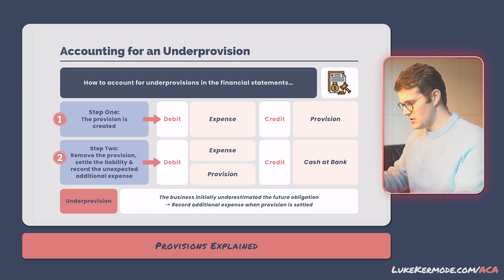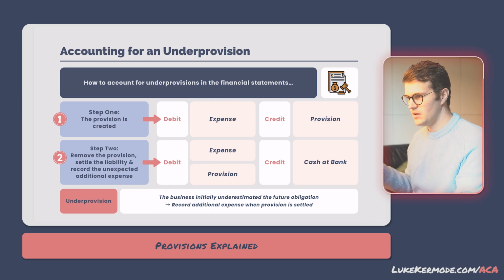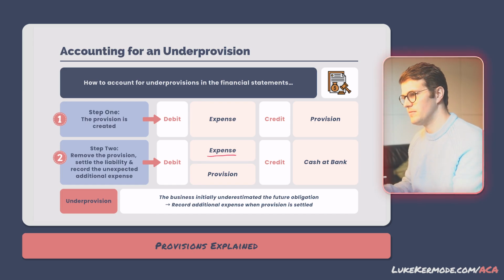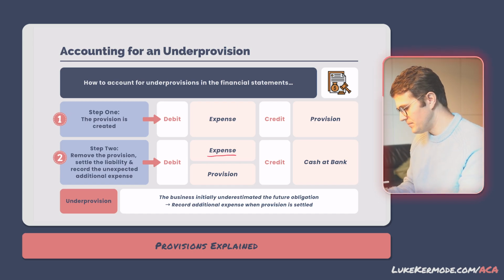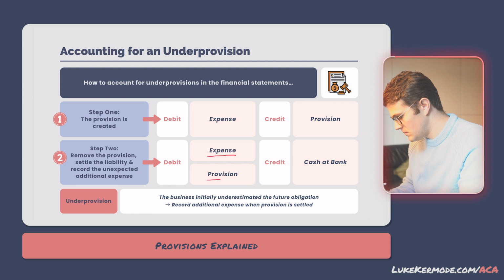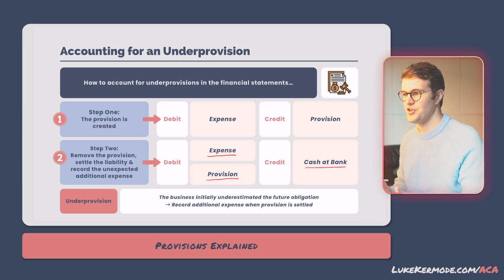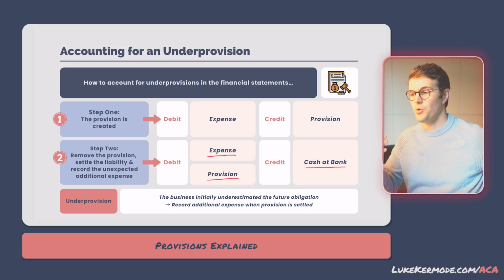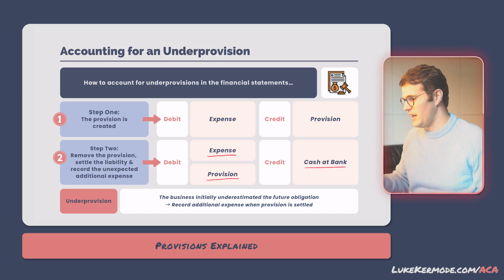So to reflect the under provision, the full journal entry becomes debit expense to record that additional expense amount that wasn't initially provided for. We debit provision to remove the provision that was recorded in step one, the initial provision amount, and we credit cash to reflect the cash that was paid out to settle the claim. So this adjustment ensures the total cost is fully recognised in the income statement, even if the original provision estimate fell slightly short of the mark.